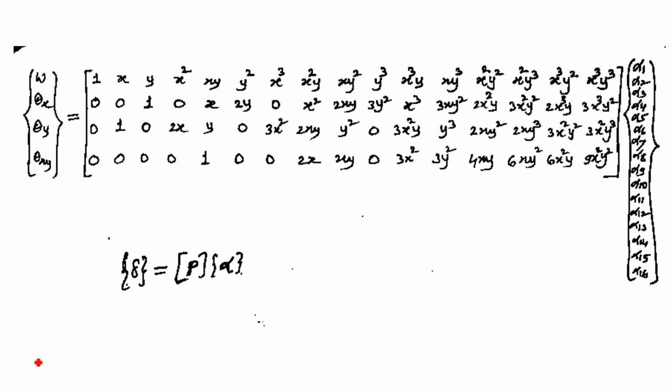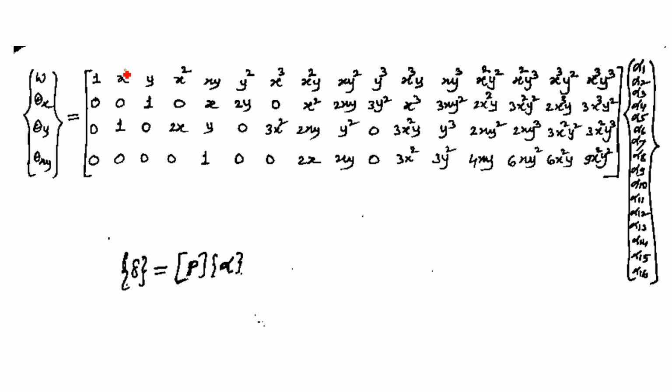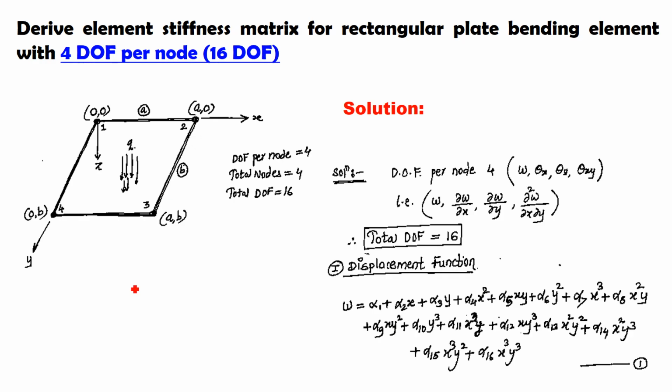Now the next step is, once you find the parametric matrix, we have to find the connectivity matrix, which is obtained by substituting the coordinates of each node in this matrix. Here, instead of x and y, we put the coordinates of the nodes. The coordinates of node 1 are (0, 0), node 2 is (a, 0), node 3 is (a, b), and node 4 is (0, b).